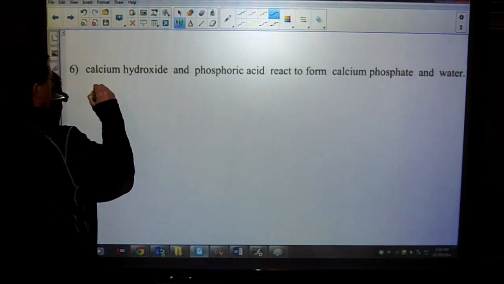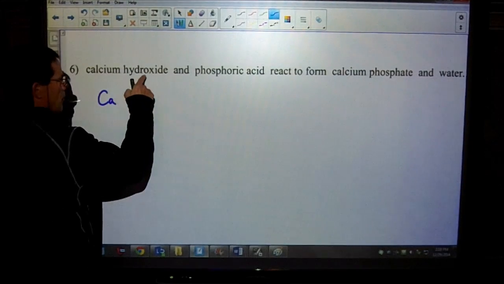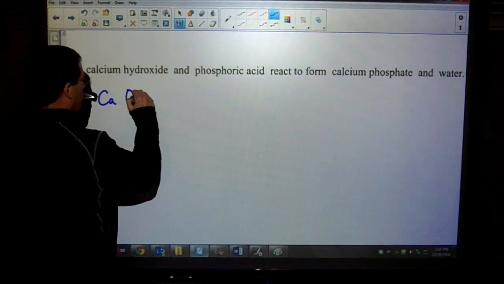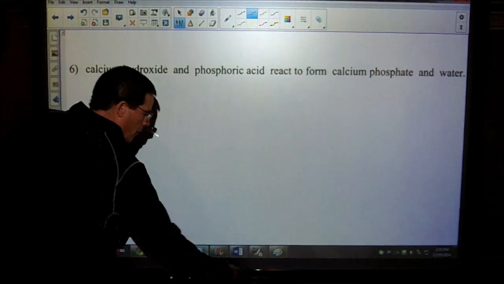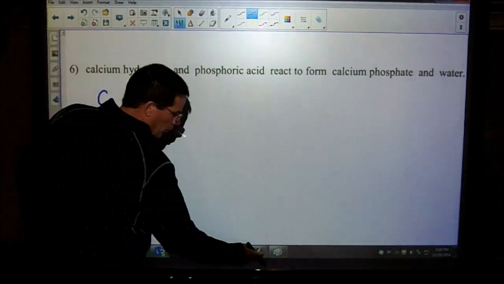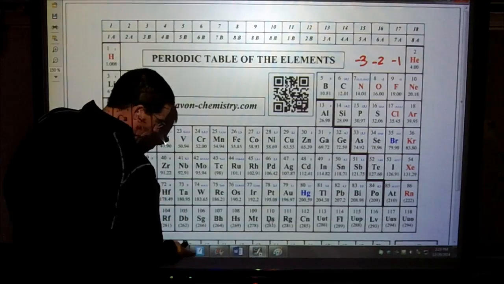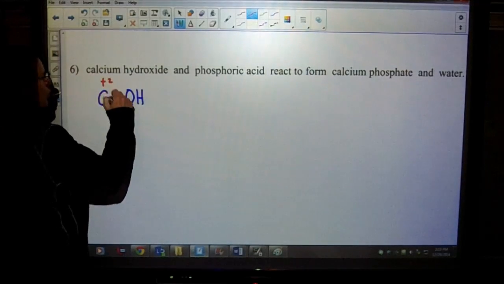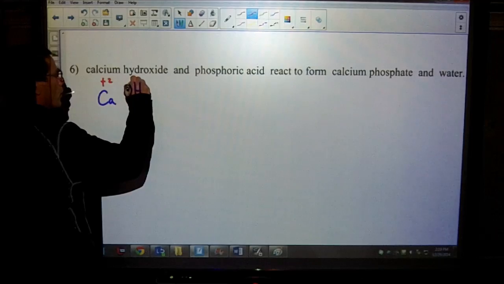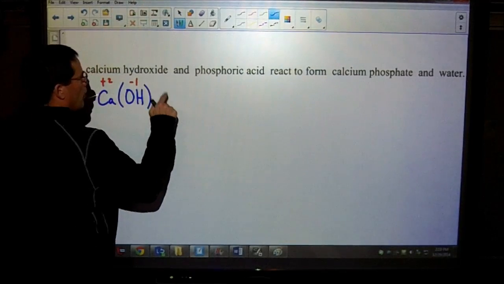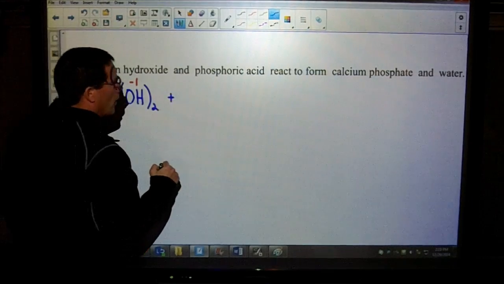Calcium hydroxide. So calcium, Ca, and hydroxide. Even though it ends in -ide, that's one of our polys. And remember, since we're looking at calcium, calcium's in group 2A, so calcium's +2. Hydroxide has a negative 1 charge, very good. So that means we need 2 of those. And, means a plus sign.